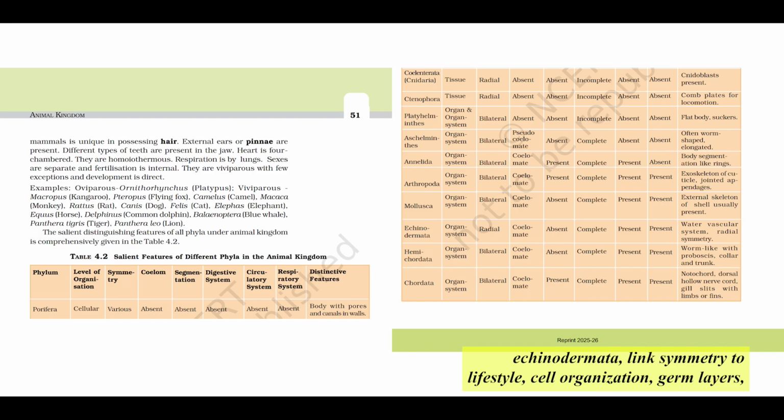link symmetry to lifestyle; cell organization, germ layers; diploblastic, Coelenterata, Ctenophora, ectoderm, endoderm; versus triploblastic, Platyhelminthes to Chordata, ectoderm, mesoderm, endoderm. Mesoderm allows for greater complexity. Coelom, body cavity. Acoelomate, Platyhelminthes, no cavity. Pseudocoelomate, Aschelminthes, false cavity, not lined by mesoderm. Coelomata, Annelida to Chordata, true cavity, lined by mesoderm.